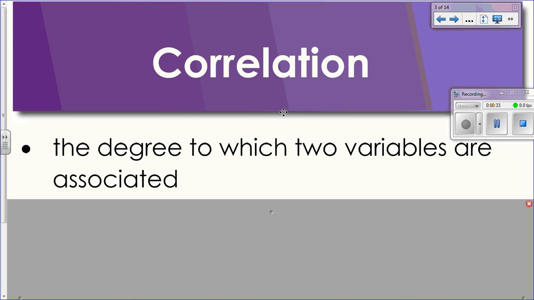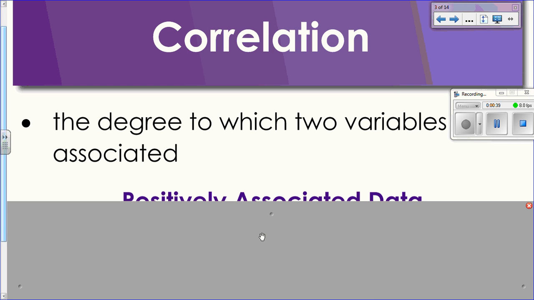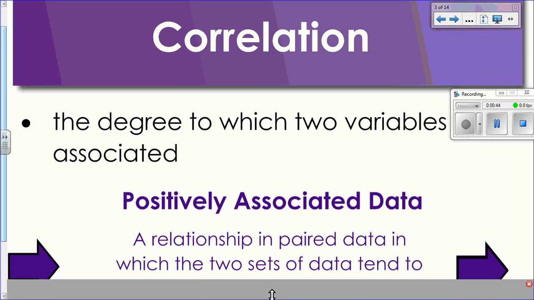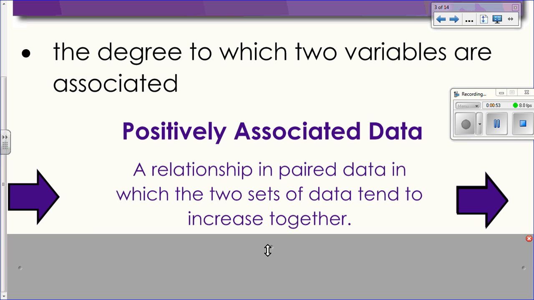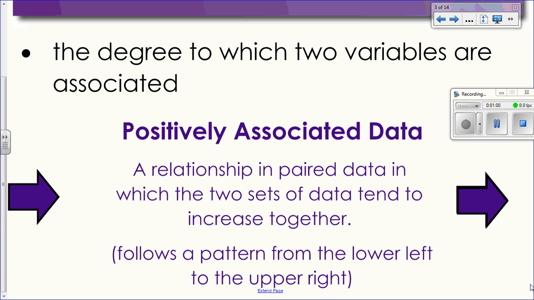Correlation is the degree to which two variables are associated. They can be positively associated, where the relationship in paired data is such that the two sets of data tend to increase together. So when you graph this, the line is actually going to go from the lower left to the upper right. It's going to have a positive correlation. It's going to go in a positive direction.